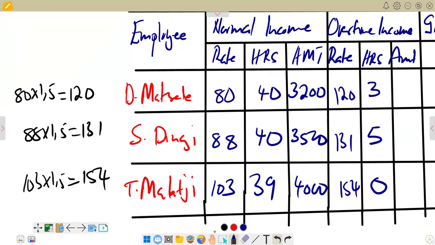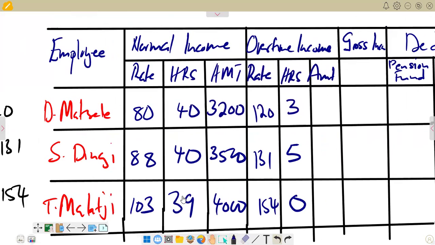So after calculation of these, it means we can now find the total for overtime. So what are we saying for the total? We are saying 120 times 3 hours, then we get the total. Let's calculate 120 times 3, you're going to get 360. You go to the second one, 131 times 5, you're going to get 655. You say 154 times 0, obviously you get again 0. So it means there's nothing for overtime for the last employee.